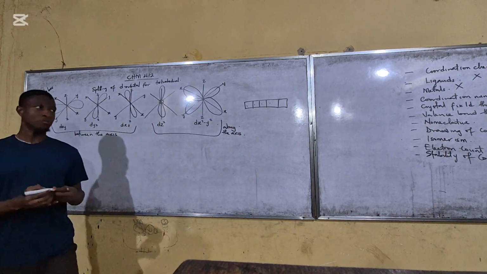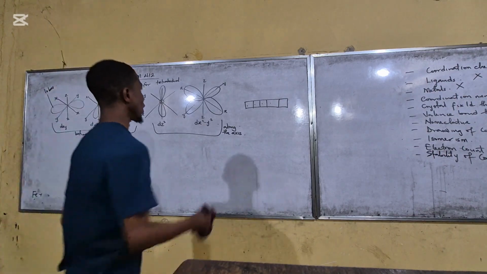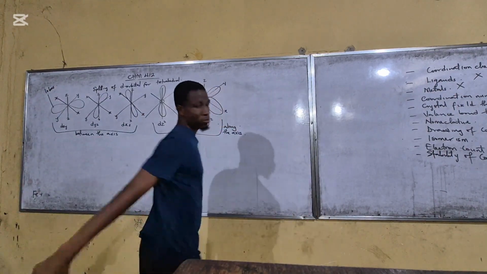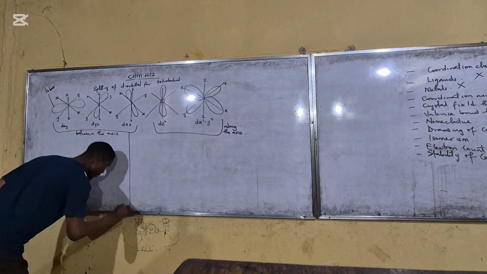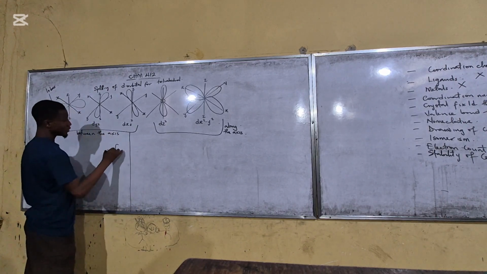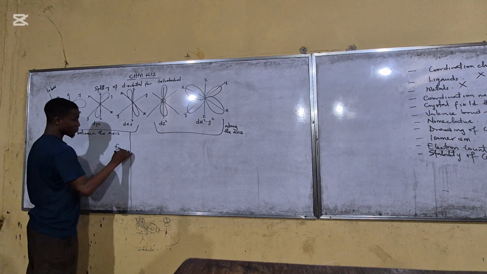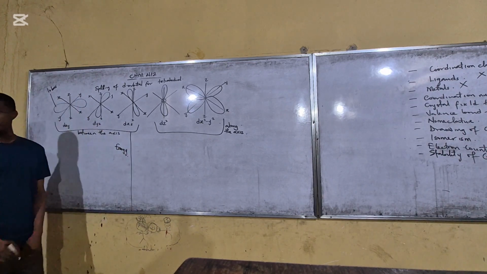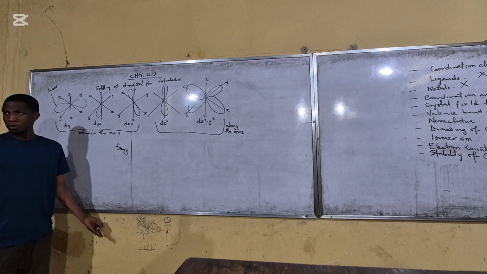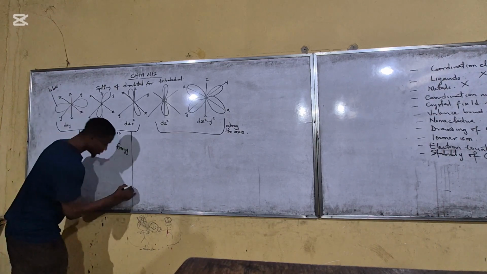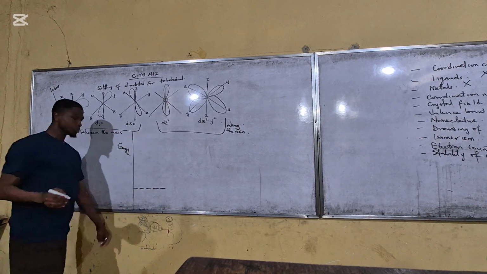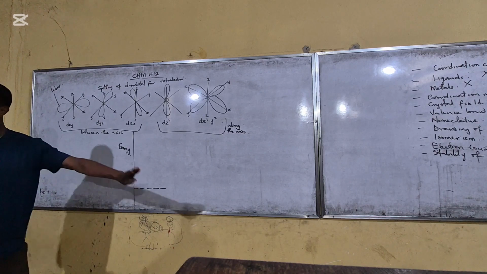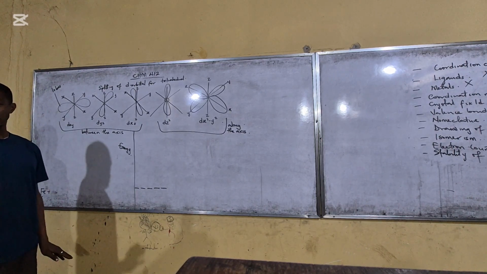So let's be smart now. Now, when the metal is in its free state, this is an energy diagram. When it is in its free state, nothing will happen. It means all 5 d orbitals will be on the same energy level.